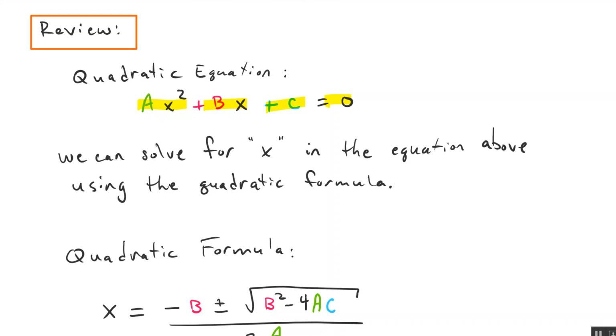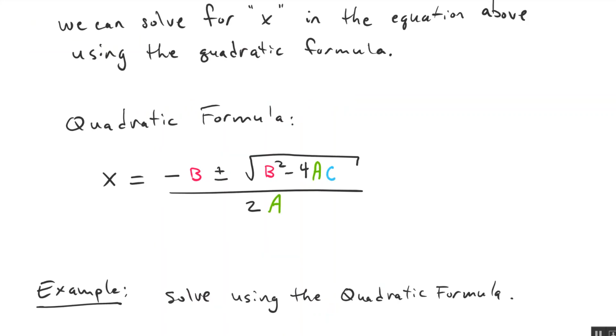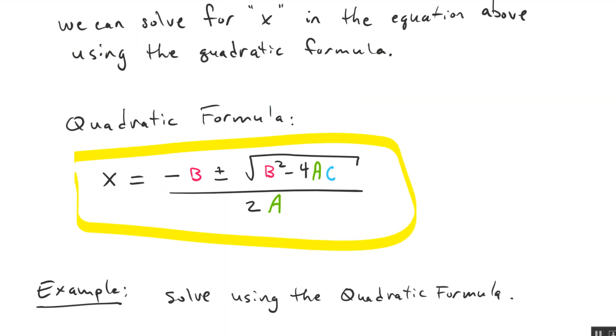And we want to solve for x, any x that makes this equation true given an a, b, and c. And we are going to do that using the quadratic formula. The quadratic formula is right here. x equals negative b plus or minus the square root of b squared minus 4ac all over 2a.